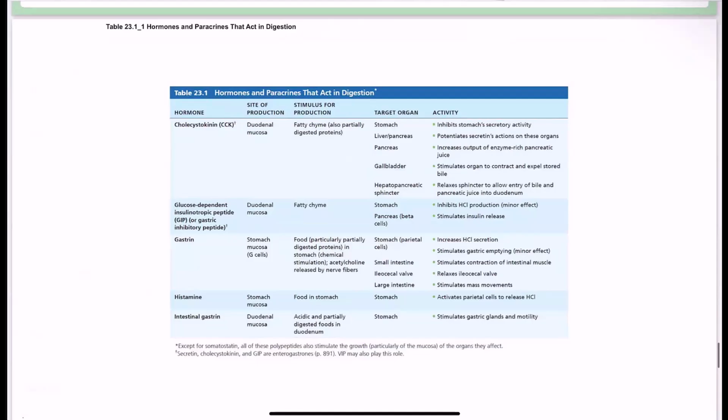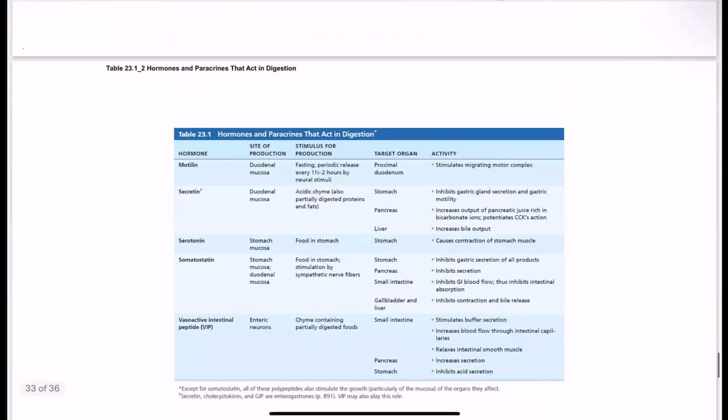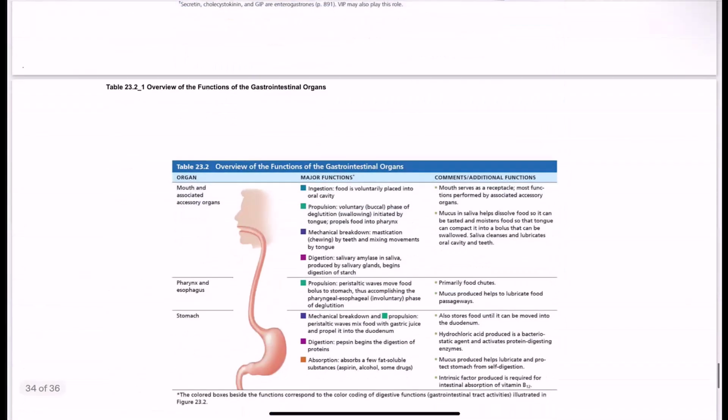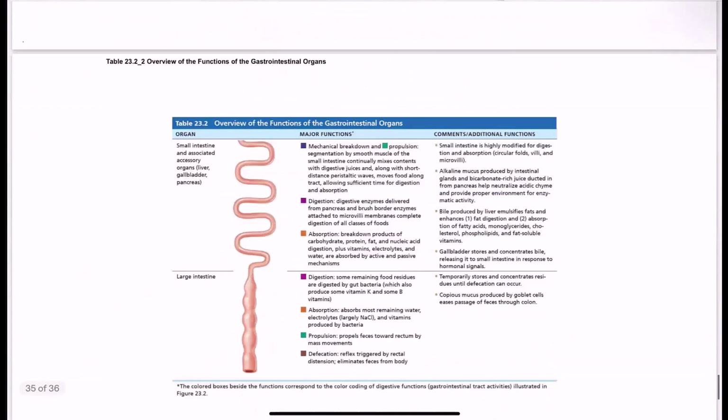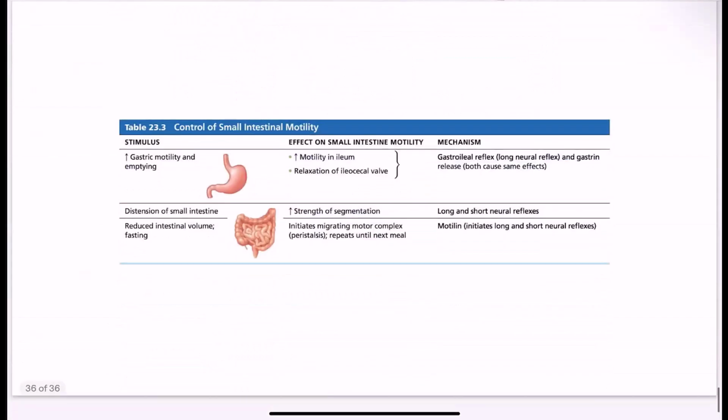Okay, the last little bits of slides here that I'm showing you are just summary tables. I think all of these tables are really good to look at, and they're from your book. I think you should look at them. Nice little summaries.